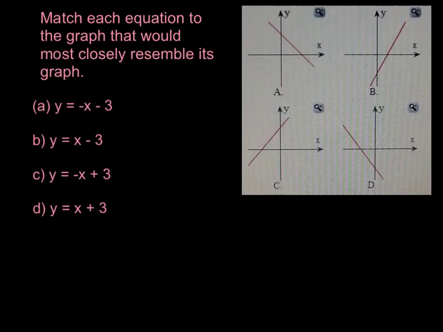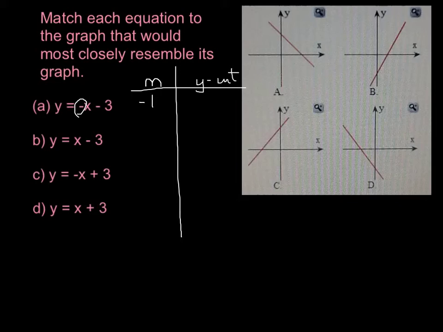Match each equation to the graph that would most probably resemble it. All you have to do is look at slopes and intercepts. All of your equations are in y equals mx plus b form. So let's write a chart where we have the slope and the y-intercept. For the first equation, the slope is defined by that negative sign. It's going to be -1, and the y-intercept is going to be 0, -3. In the second case, the slope is 1, but we still have 0, -3. In the third case, again -1, but B is 3 this time. And in the fourth case, everything's positive.